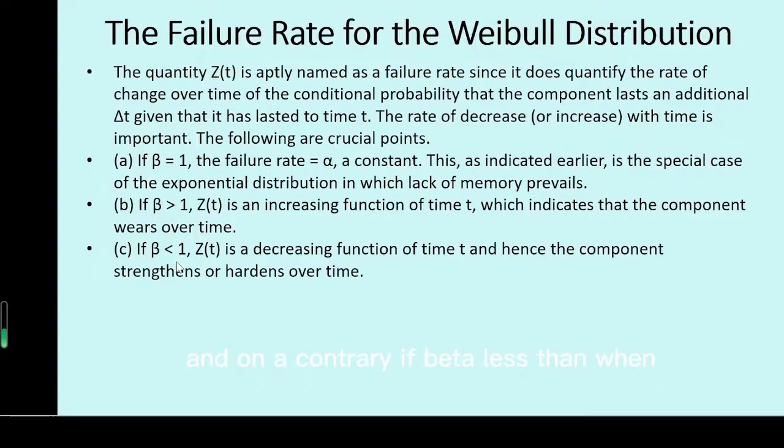And on the contrary, if beta is less than 1, for the Weibull distribution, the failure rate is a decreasing function of t. That is, the component will strengthen over time, which means the component is less likely to fail as time gets longer, for beta less than 1 in the Weibull distribution.